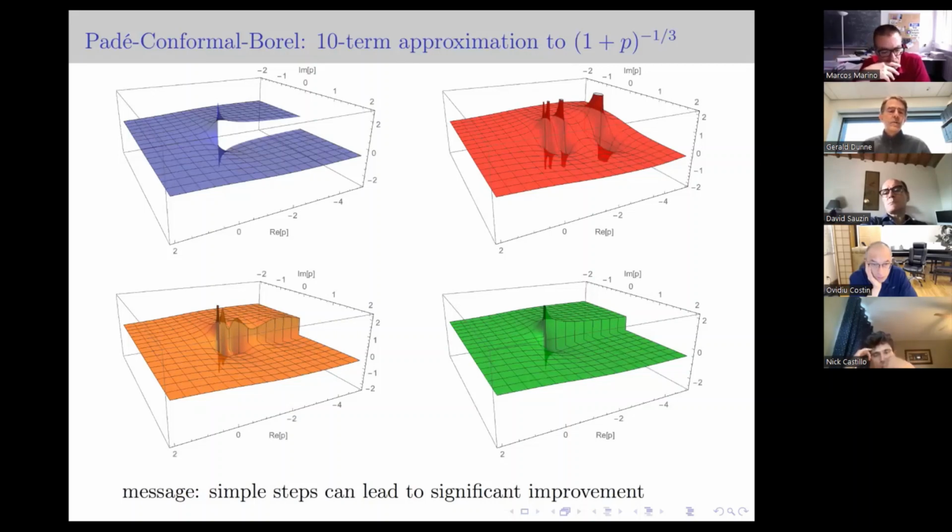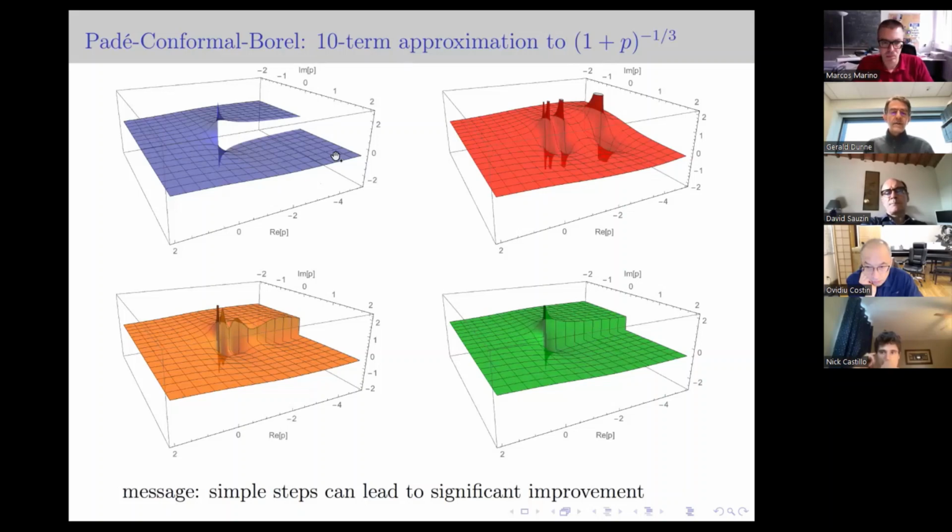If you actually just did the conformal map, mapped into the conformal disk, but didn't do Padé, you would get a slightly better representation, but still have these poles and these unphysical wiggles. But if you do the conformal map and Padé, and map back again, you get an extremely accurate representation of the behavior near the branch point and along the branch cut.